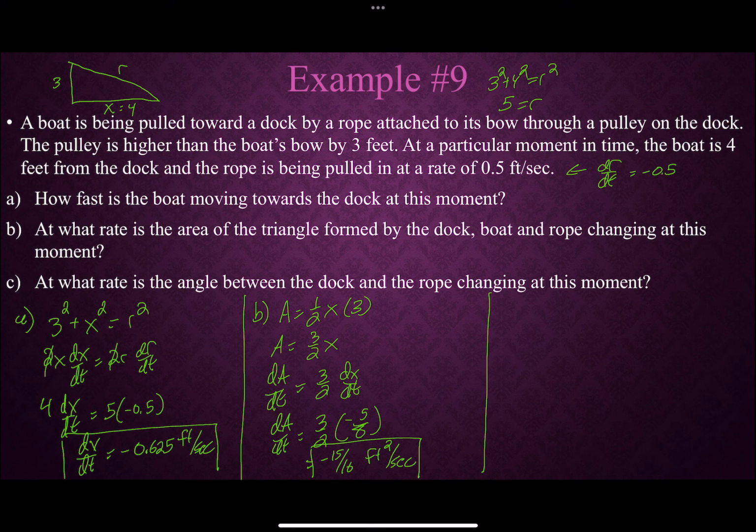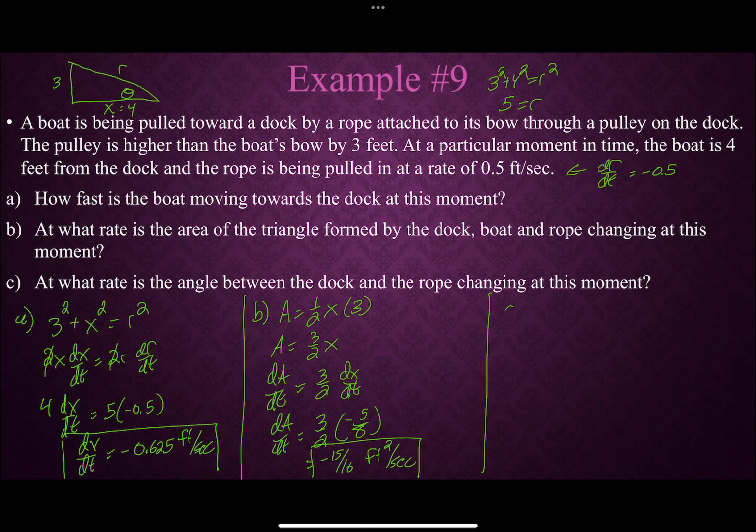And then finally, part C wants to know, at what rate is the angle between the dock and the rope changing at this moment? So our dock angle, there's our angle right there. So we want to use either sine or tangent, because both of them have the known value 3 being used, so I don't have to worry about a quotient rule. Now, which one we prefer? It kind of depends really on you. I'm going to use sine just because r is a nicer dr/dt value. It's negative 0.5 rather than negative 0.625 or negative 5/8.